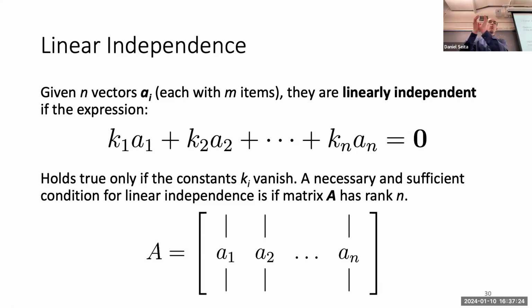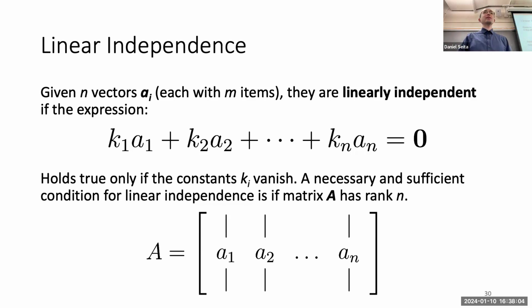That means you can write one vector as a linear combination of all the others. Symbolically, the k's are scalars and the a's are the column vectors. They form this matrix A where A1, A2, up to An are all the column vectors. And a condition for linear independence is that the matrix A has rank n.